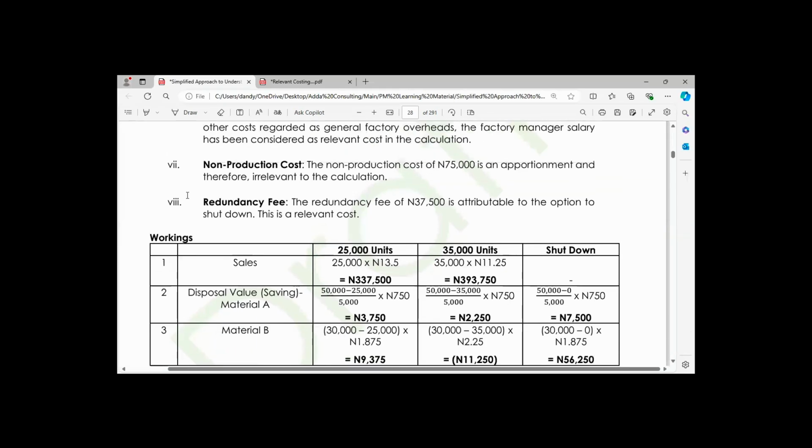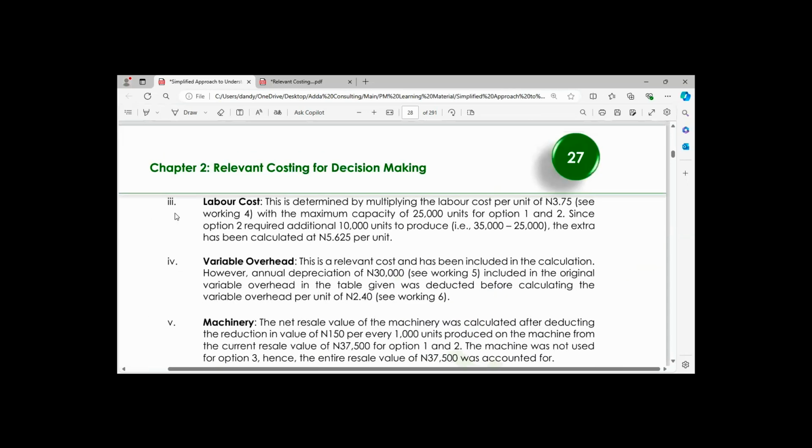Then number 6, assumption, non-production cost. The non-production cost of 75,000 naira is an apportionment and therefore irrelevant to the calculation. So I've explained that to you earlier. Then, last, redundancy fee. The redundancy fee of 37,500 is attributable to the option to shut down. This is a relevant cost, so we have accounted for that. So these are the assumptions you are supposed to state.